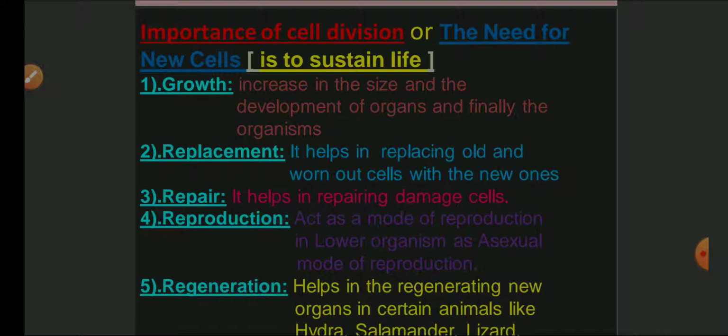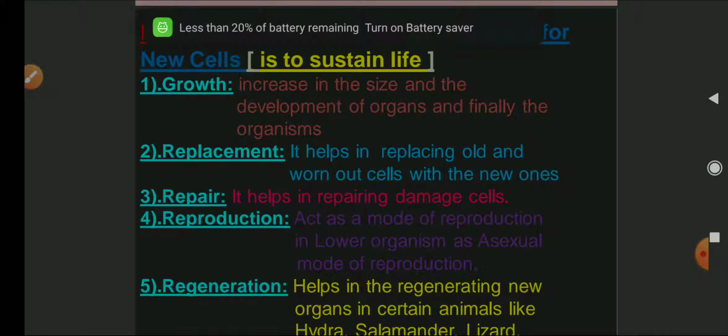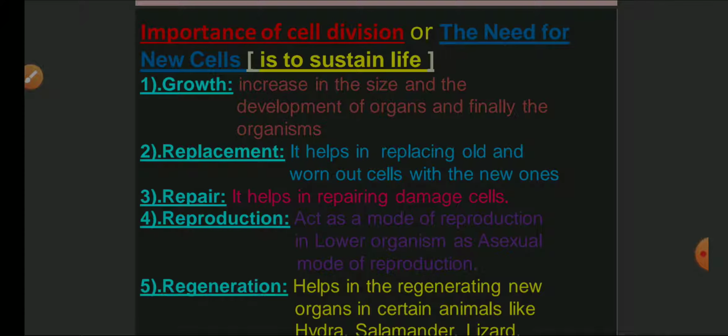Reproduction: it acts as a mode of reproduction in lower organisms like amoeba, paramecium and others. It is helping in reproduction. So from one amoeba, two amoebas are produced by binary fission. Binary fission is a mode of asexual reproduction in lower organisms. The same thing happens with paramecium and other prokaryotes. So reproduction is due to cell division in lower organisms.